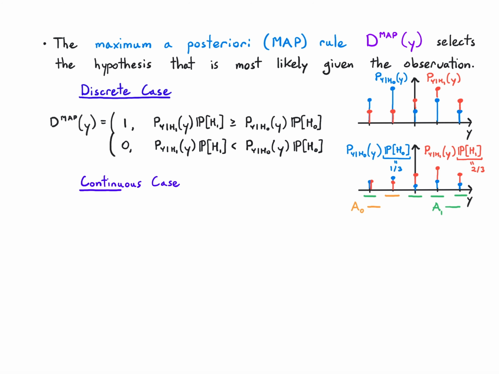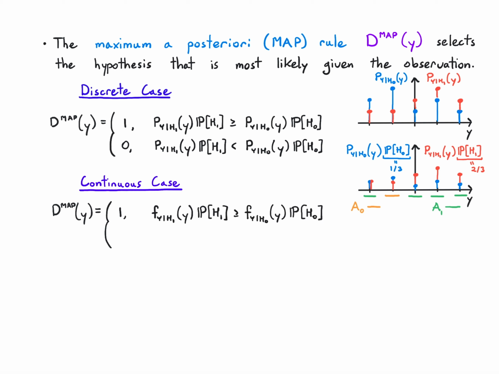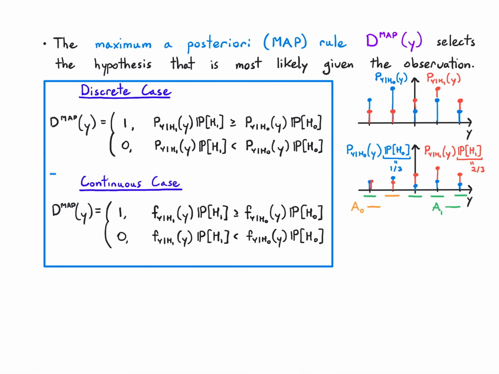The continuous case is the same thing again. So I'm going to have the MAP decision rule. What the MAP decision rule is going to do is take the PDF weighted by the probability of the hypothesis and see which one is larger. So when H1 is larger, I pick 1. When H0 is larger, I pick 0, and I give ties to 1.